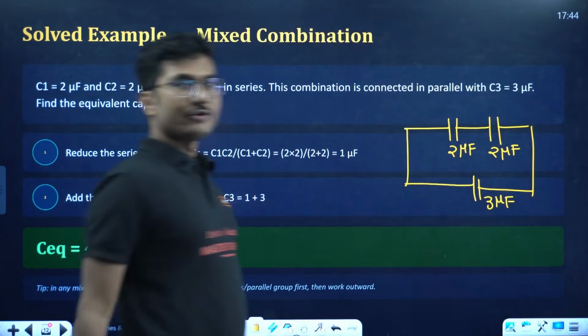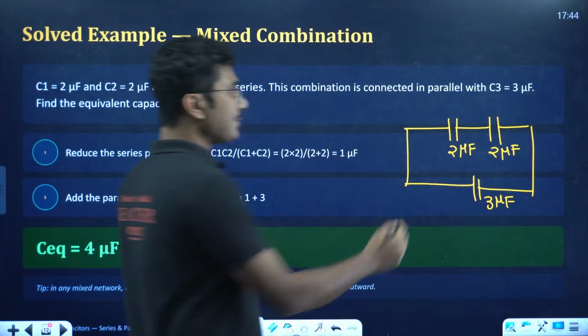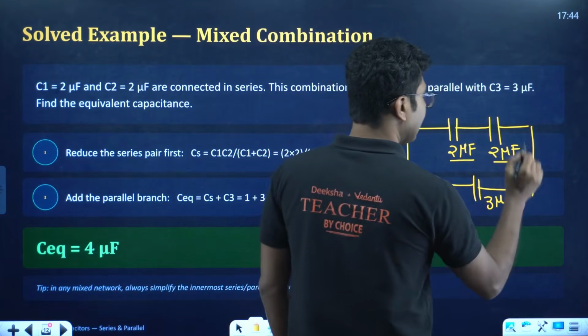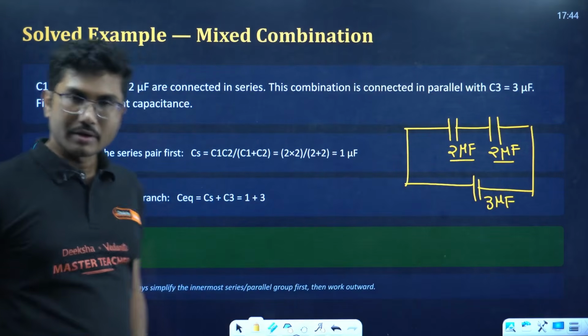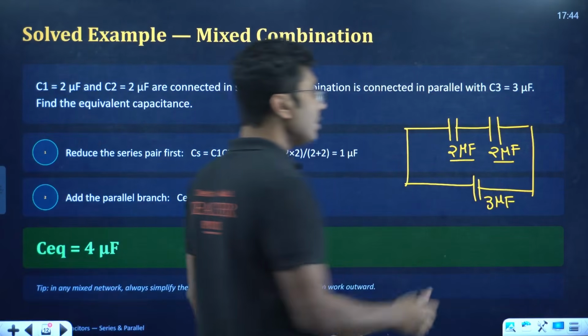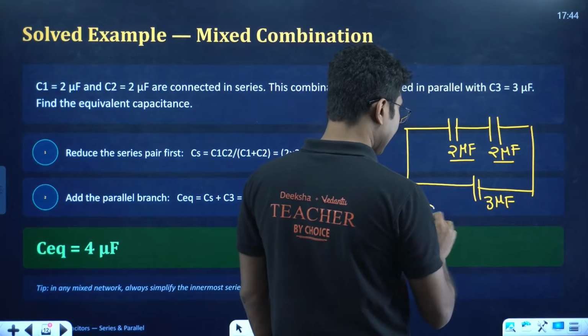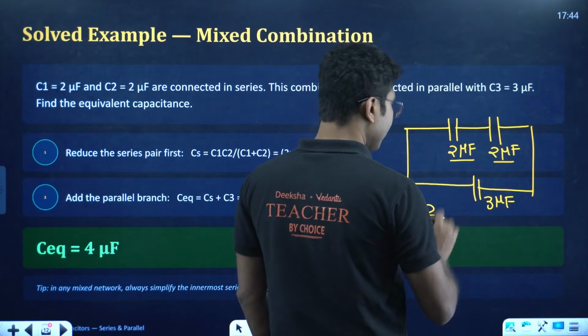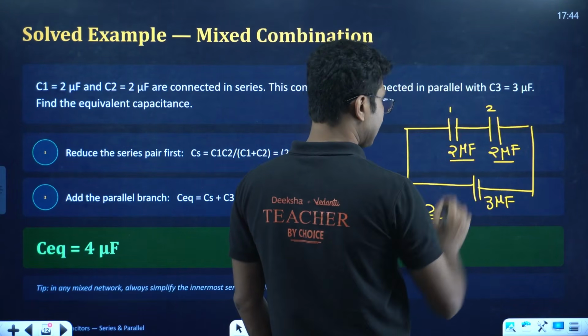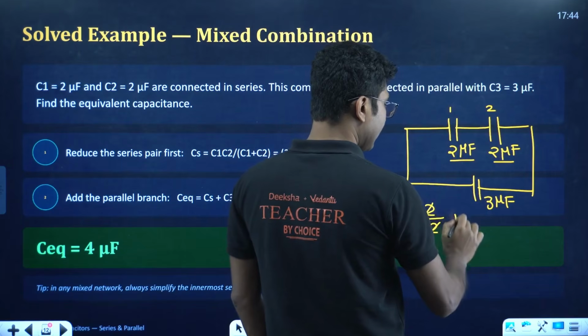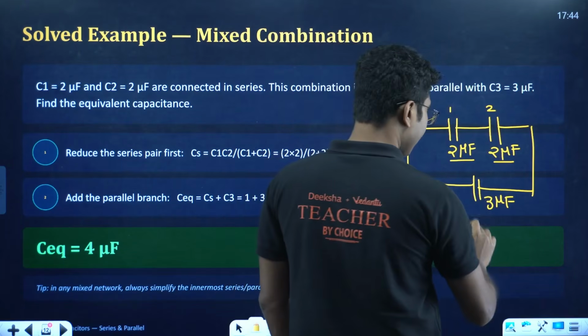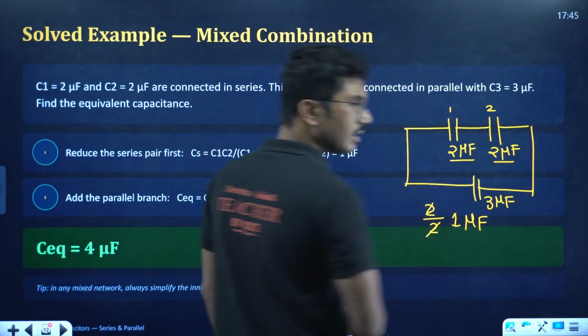So what is the equivalent capacitance? They are basically equal capacitors, right? Identical, equal value. So what is the equivalent capacitance? Take any one value, divide by the number of capacitors, that is 2. So you get their series combination having a capacitance of 1 microfarad, right?